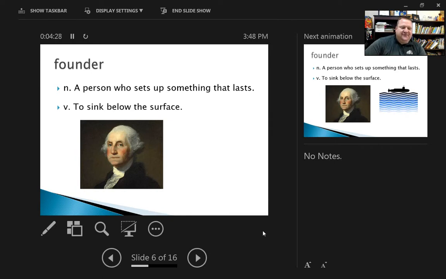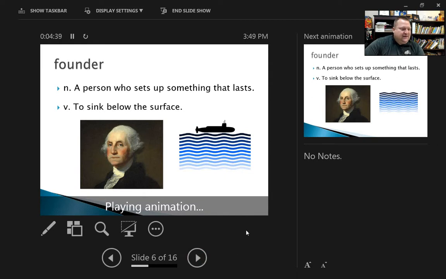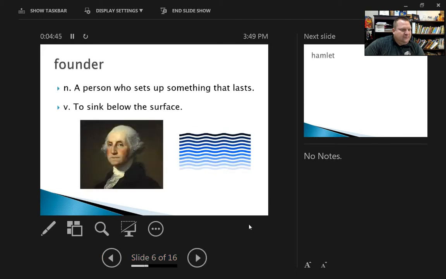Founder can also be a verb, so it could also mean if something or someone is foundering, then that means that they are sinking below the surface. So here we see a picture of a submarine, and it must have gone under the water, so it went foundering below.